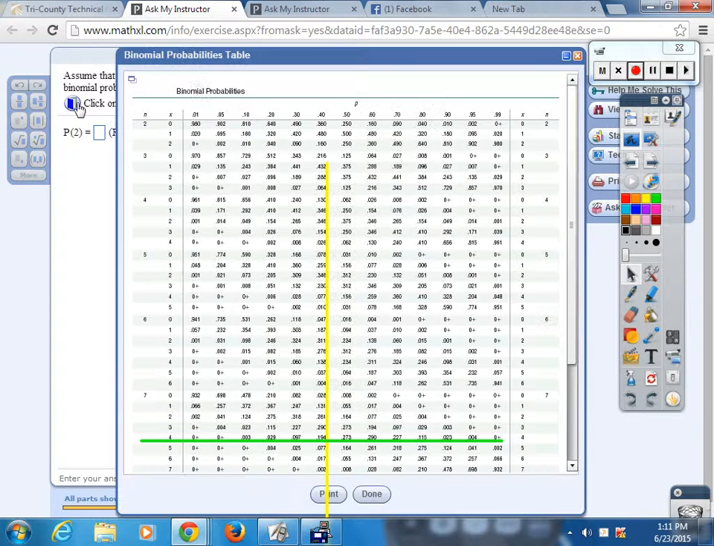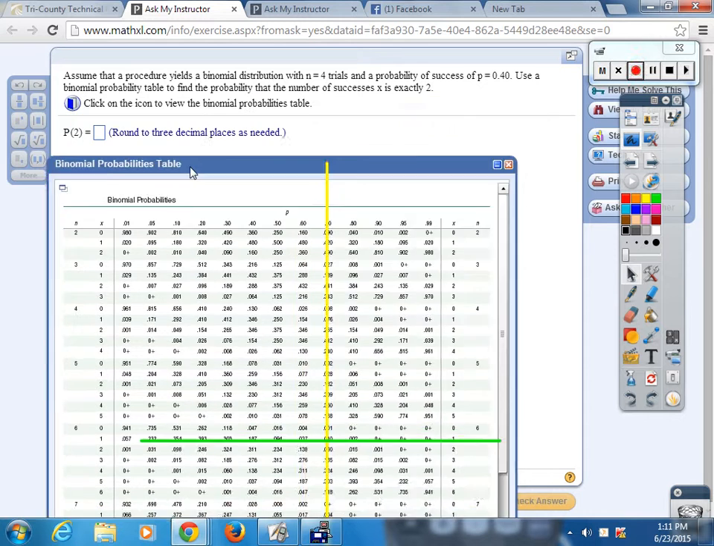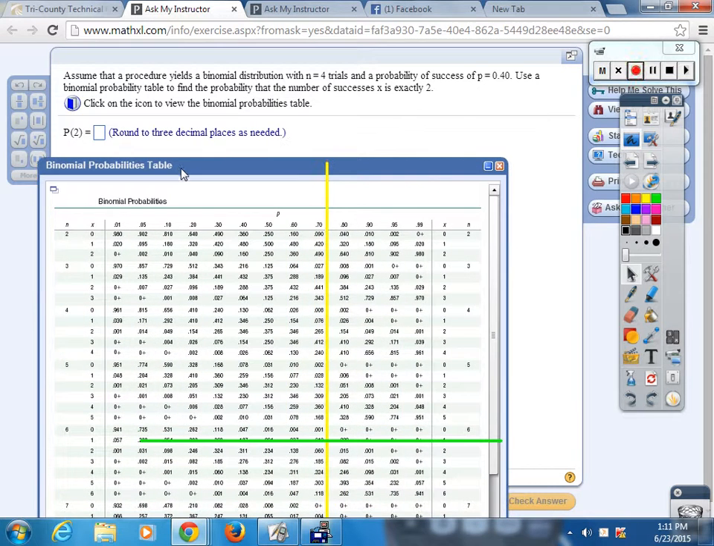And I'll put the table up here, and it says N is equal to 4. You should be able to see it, and I'll blow it up here in just a second. I'm going to get this out of the way. There we go. That's going to be about all I can do right there. Maybe one more.